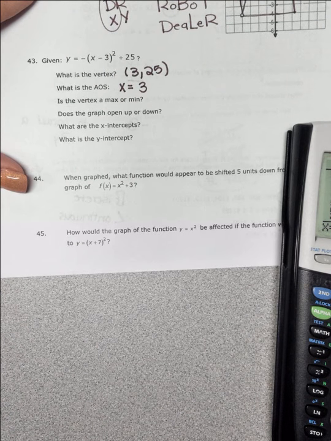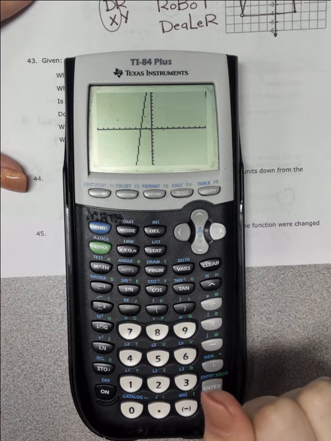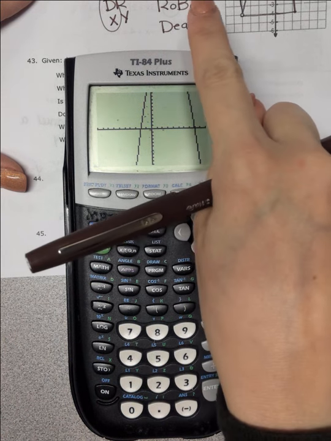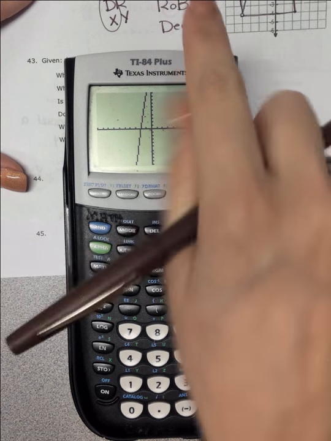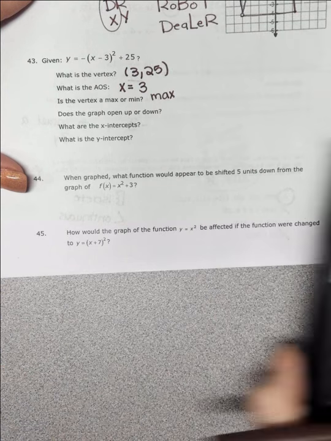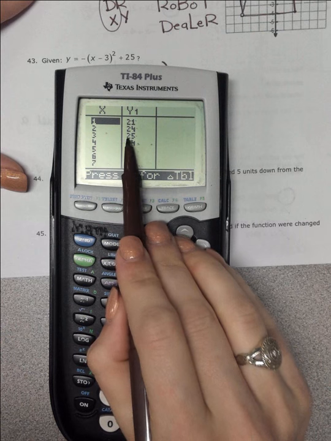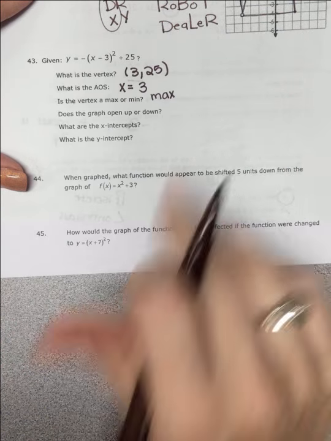Okay, is the vertex a max or min? I'm going to look at the graph to see. I can't see the whole thing, but I can tell it's going up and it's coming back down. So if it's going up, it has a maximum. You could also look at the table. That vertex point, that 25, is that the largest number or the smallest number that you see? It's the largest, it's a max.